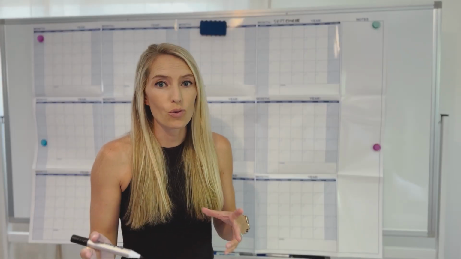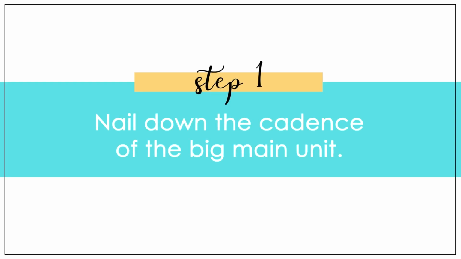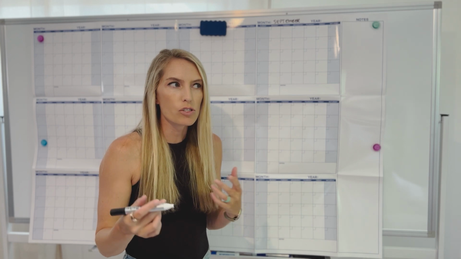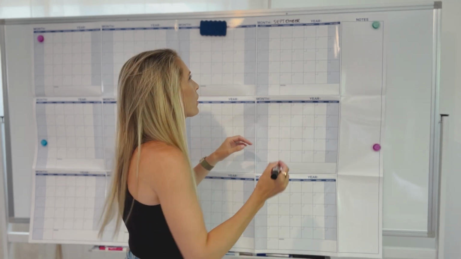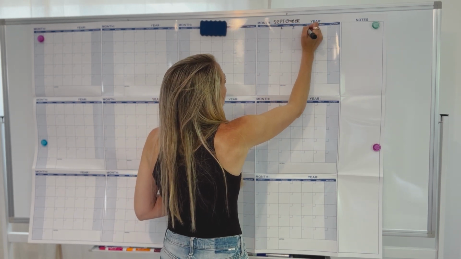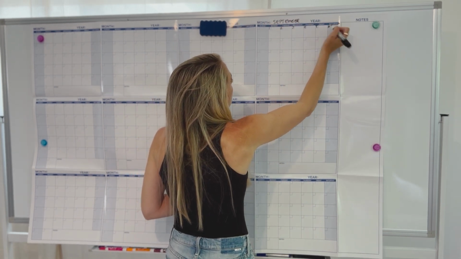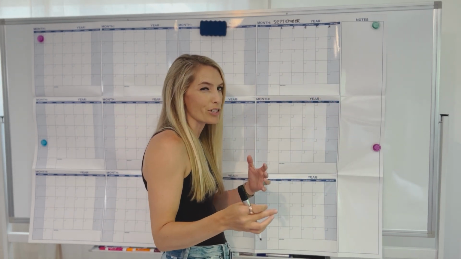Take one unit as an example to walk you through this. So the first thing that we want to do is nail down the cadence, the scope of our big main units. So I'm going to start by talking about September with my House on Mango Street unit. So let's just say, these are the dates, whatever. And I know that my House on Mango Street unit is going to take me about 3 weeks, but I'm going to give myself a couple extra days just in case.